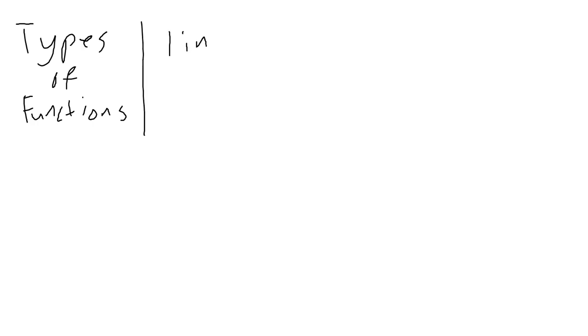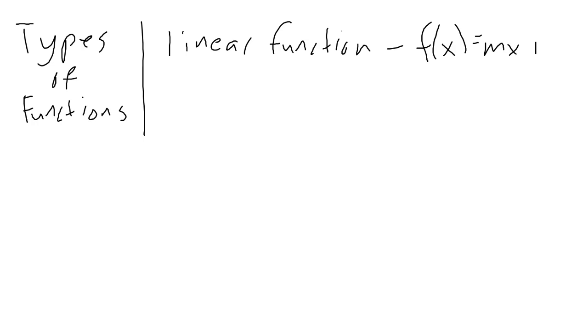Alright, so we have a couple common types of functions, and I'm going to list them, and then at the end the book has a table that has common pictures of all these types of graphs. So a linear function is something that looks like f of x equals mx plus b, like we were talking about last time with the lines. That's just a standard equation for a line.